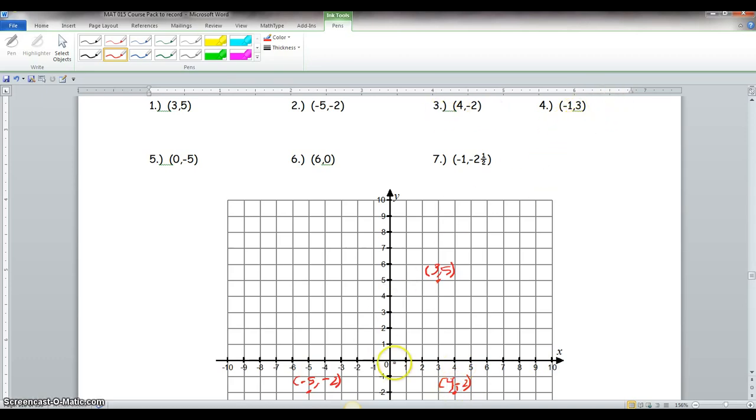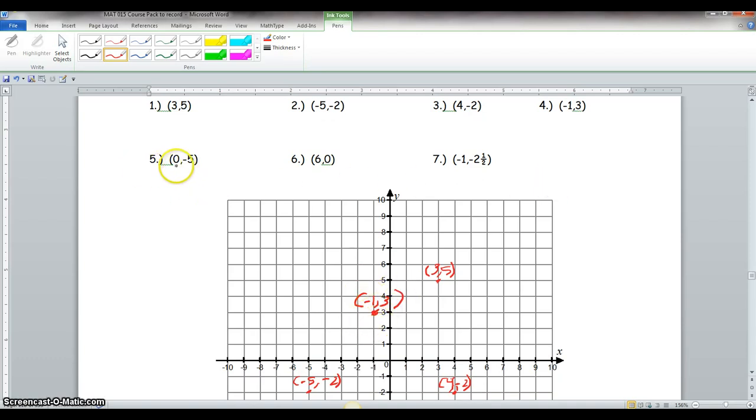Okay, now we go to the next point. We have negative 1, 3. We start at our origin. We go to the left 1, and then we go up 3. Now, of course, this is supposed to be more of a shaded dot here. So now we have in parentheses, negative 1, 3. That is the point we just plotted.